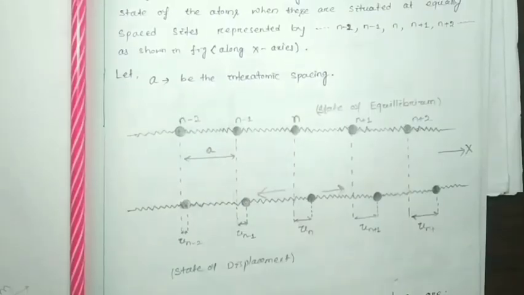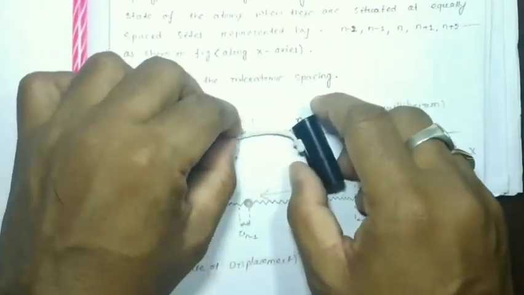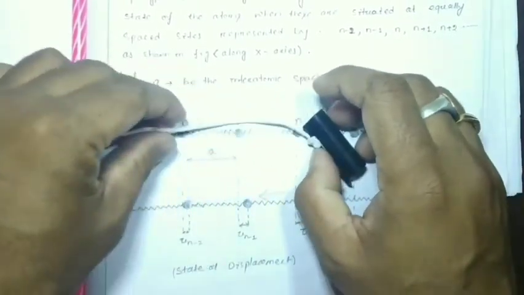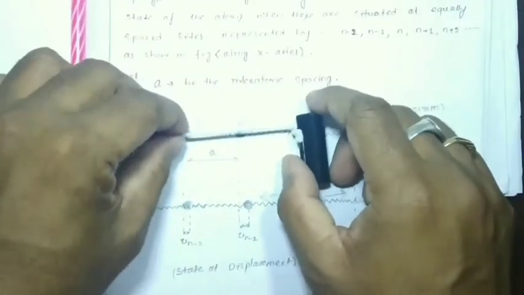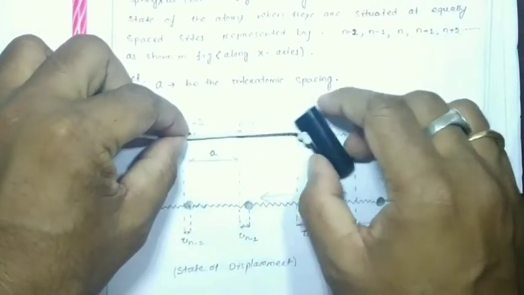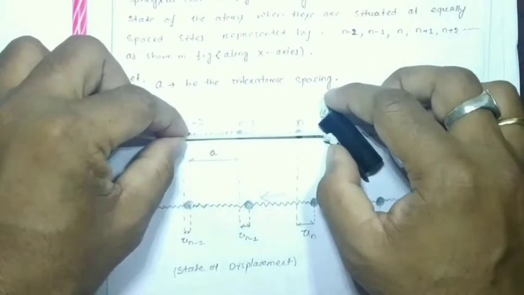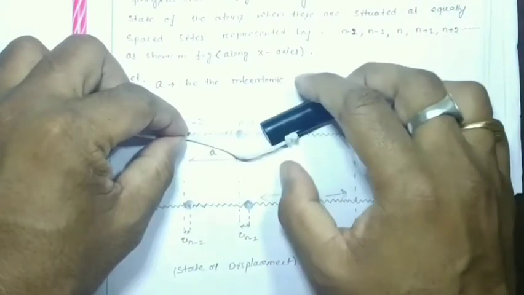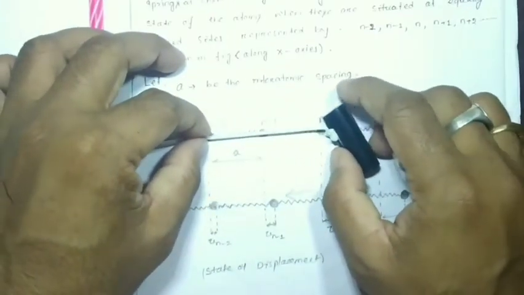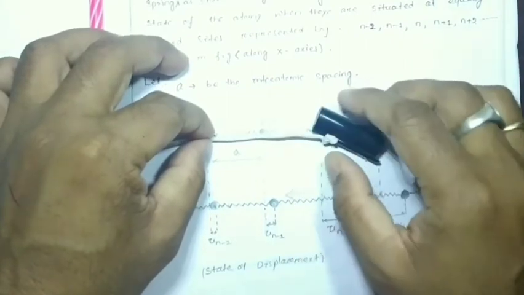So here we can consider a simple example of how the force is directly proportional to the displacement. Suppose this is the nth atom attached here, and this is the spring. If I drag this atom somewhat towards the right and then leave it, it will come back to its original position. This is nothing but the inducing of a restoring force and the representation of Hooke's law.